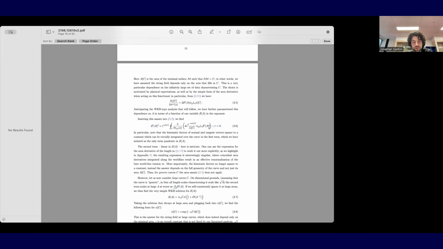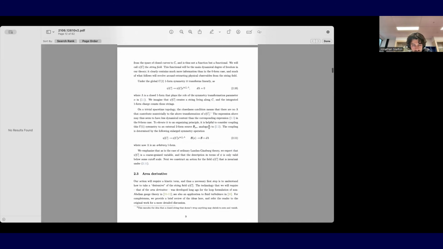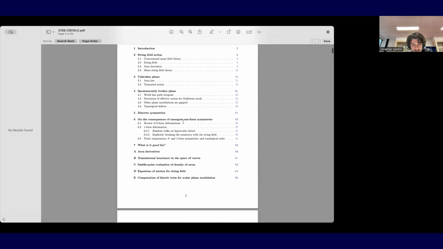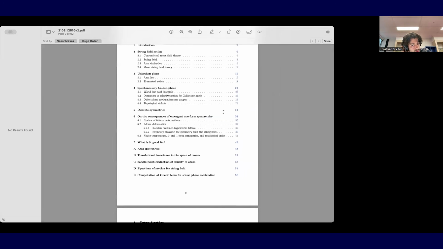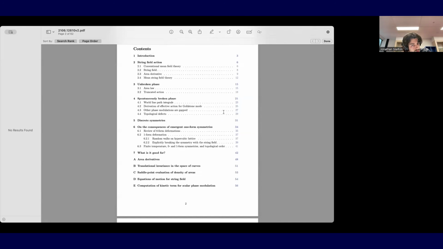If you want to go into the details. But yeah, the last two sections, I don't know if it was the discrete symmetries and the consequences of the emergent one-form symmetry. This I didn't check. Maybe on a next talk.